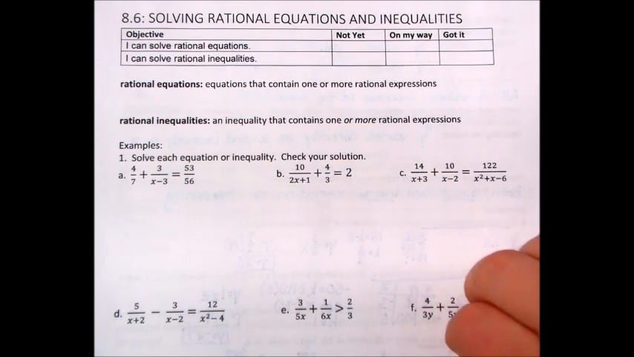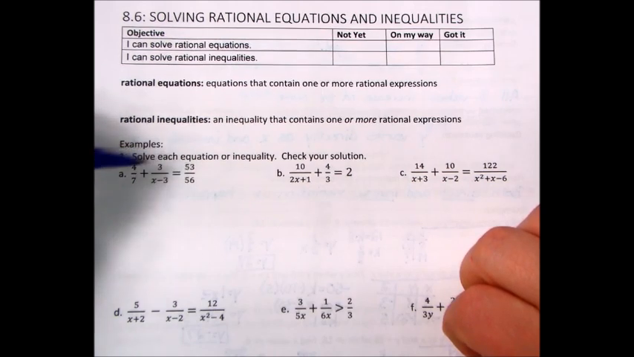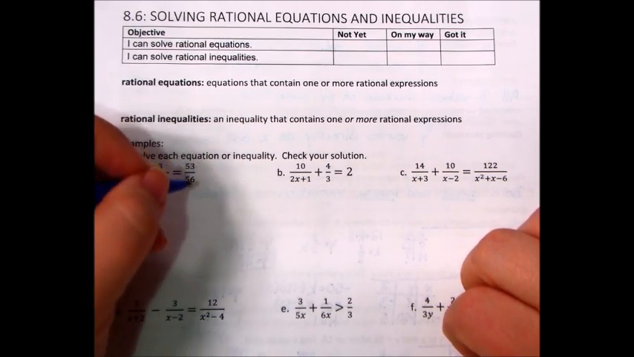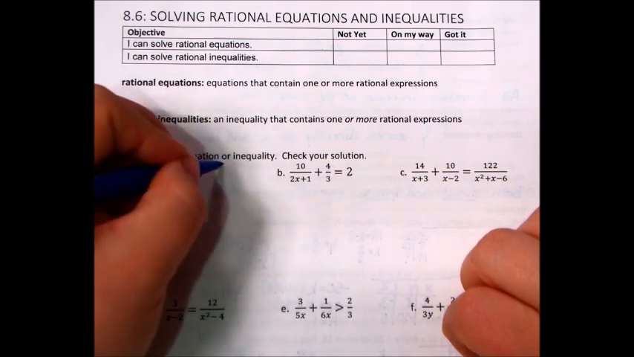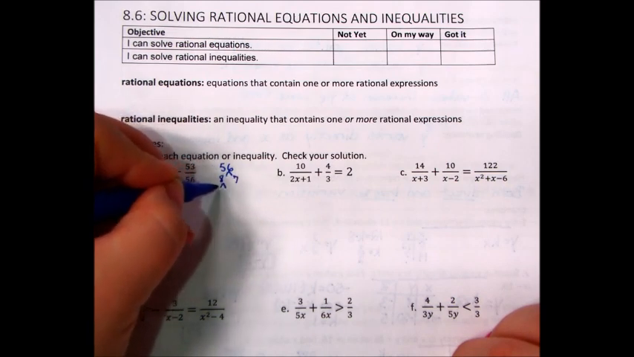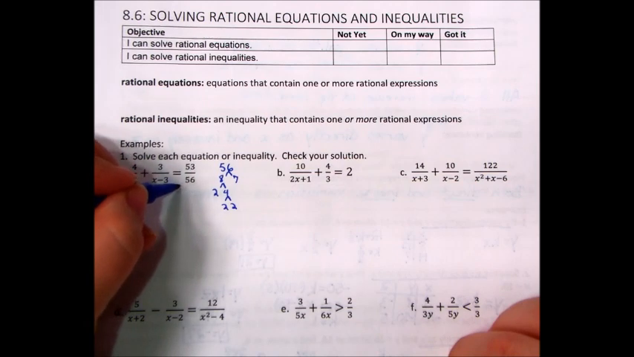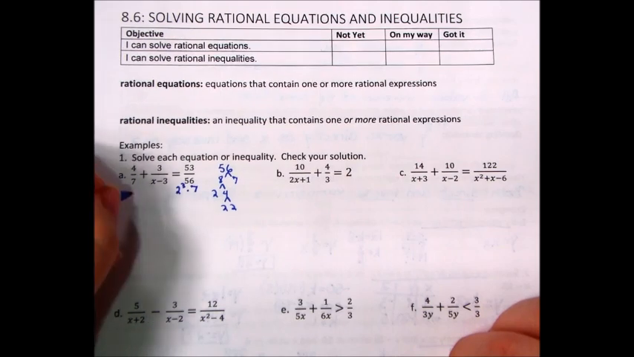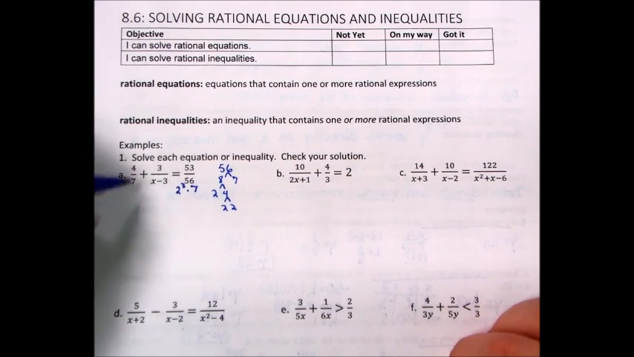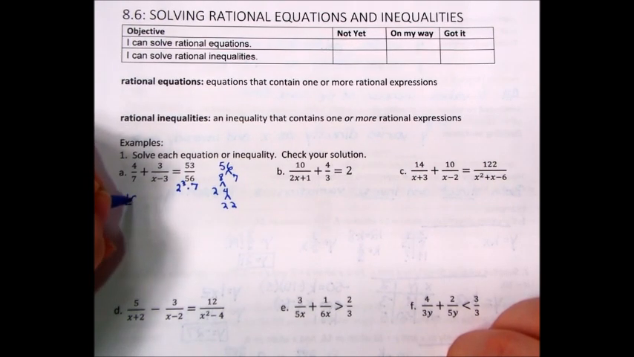Remember, with 7 and 56, we need to use factor trees or some other method to find the smallest number that both of those can go into. So if you use factor trees, 56 would be 8 and 7, 2 and 4, 2 and 2. So 56 is 2 times 2 times 2 times 7. And then, of course, 7 is as far as it can go, and x minus 3 is as far as it can go.